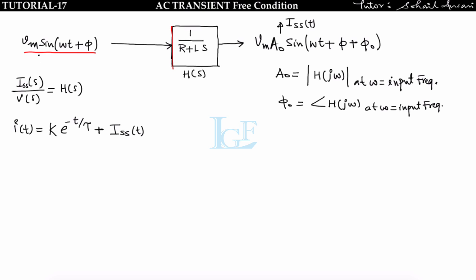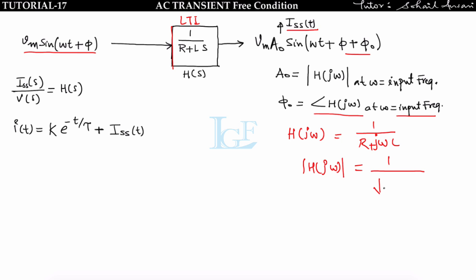Now if I apply the input Vm sin(omega t plus phi) to any LTI system, then the response, that is the steady state current, will be Vm A naught sin(omega t plus phi naught), where A naught is found by the magnitude of H(j omega) at omega equal to the input frequency, and phi naught is found by the angle of H(j omega) at omega equal to the input frequency. Let us find H(j omega) first. Put s equal to j omega, and you get 1 upon (R plus j omega L). Hence the magnitude of H(j omega) will be 1 by the square root of (R squared plus omega squared L squared), and the angle of H(j omega) will be minus tan inverse (omega L upon R).